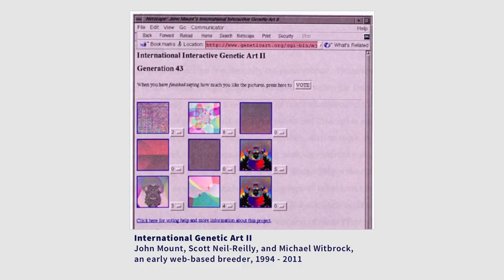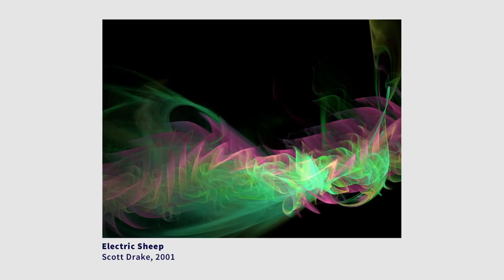fitness measure. A good and well-documented example of online collaborative interactive evolution is the 2001 piece Electric Sheep by Scott Draves, a computer scientist who became an artist. The title of the piece is a clever allusion to the Philip K. Dick novel Do Androids Dream of Electric Sheep, which served as the basis for the film Blade Runner.